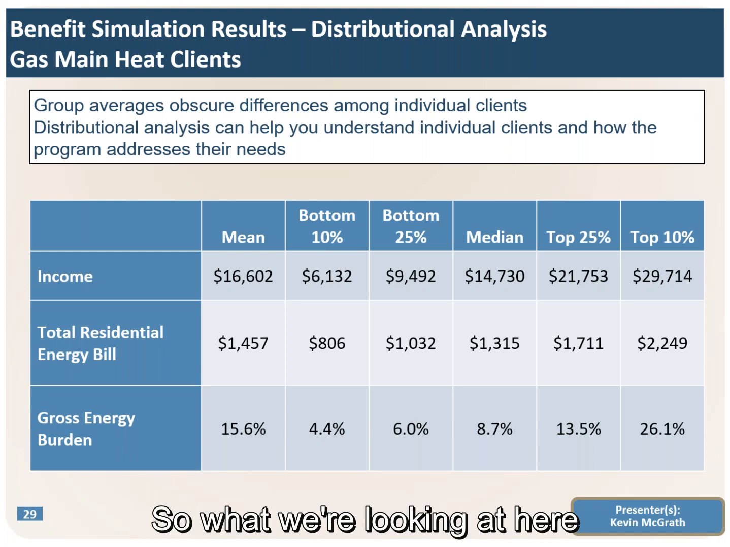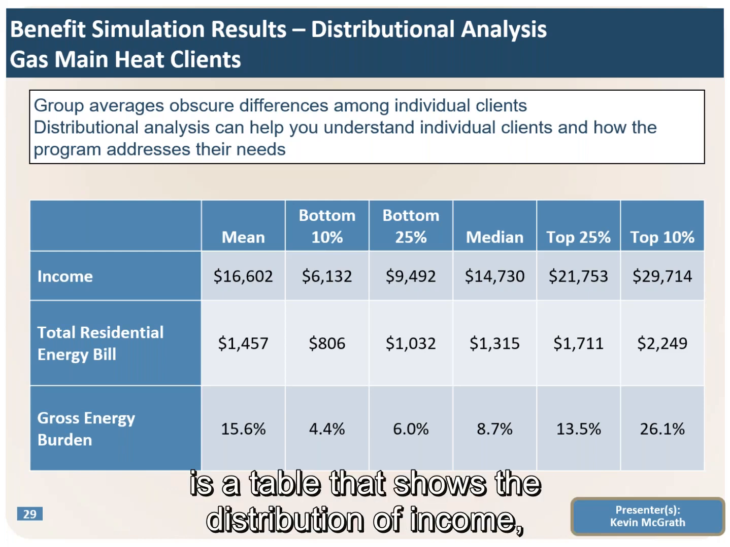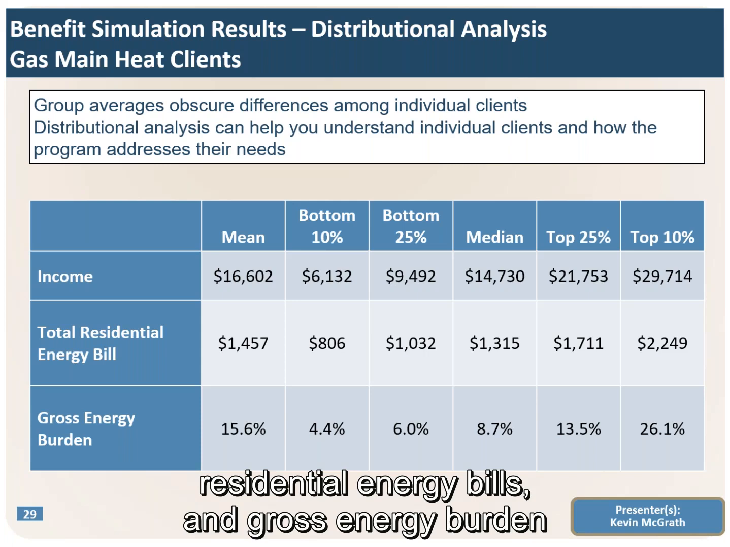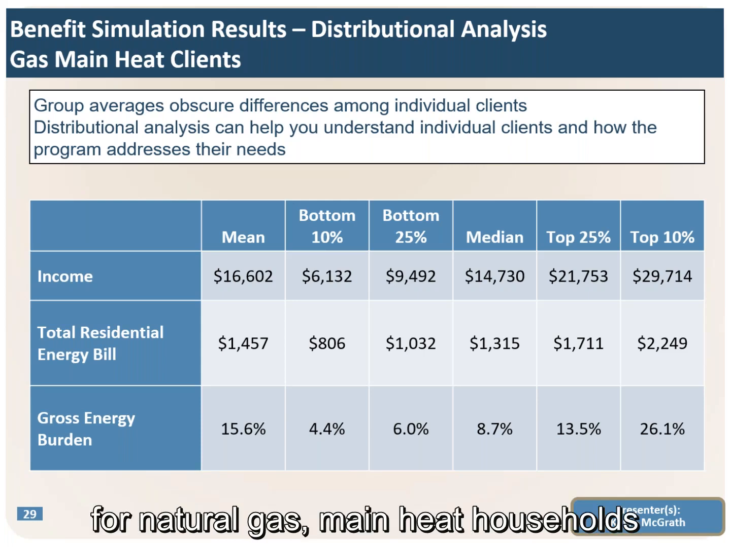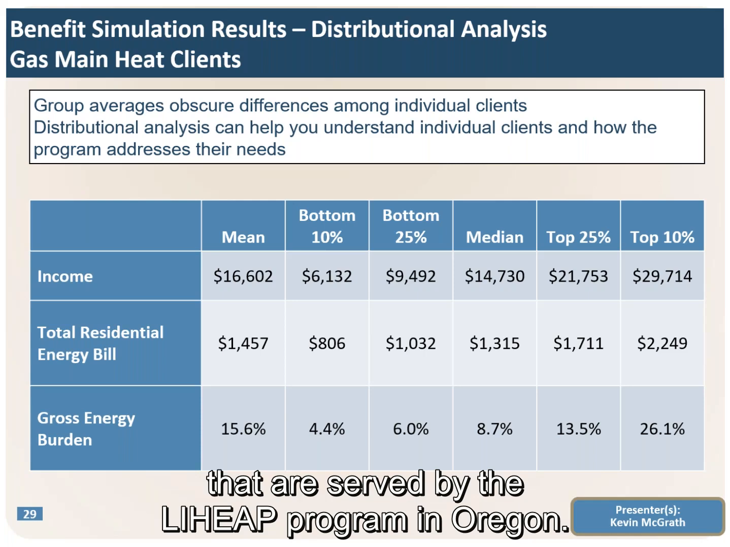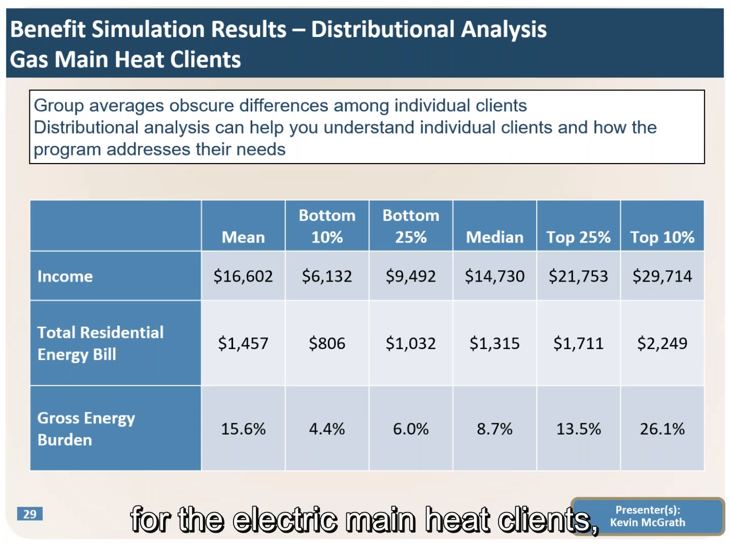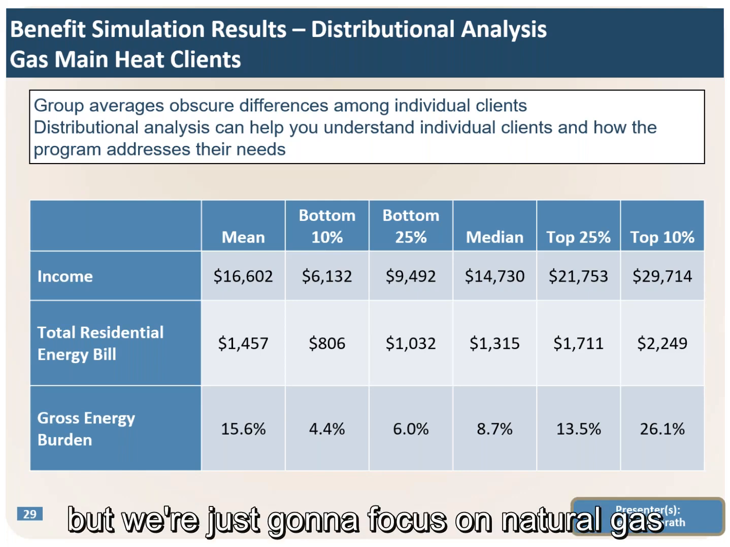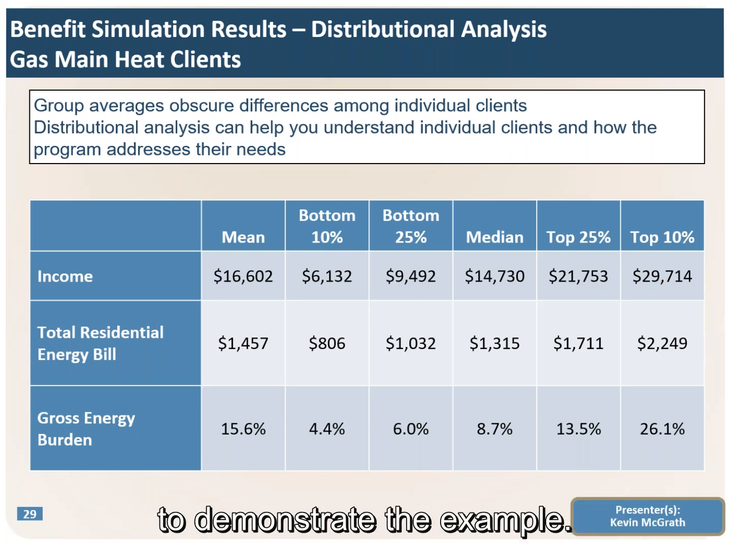So what we're looking at here is a table that shows the distribution of income, residential energy bills, and gross energy burden for natural gas main heat households that are served by the LIHEAP program in Oregon. We also did a similar analysis for the electric main heat clients, but we're just going to focus on natural gas to demonstrate the example.